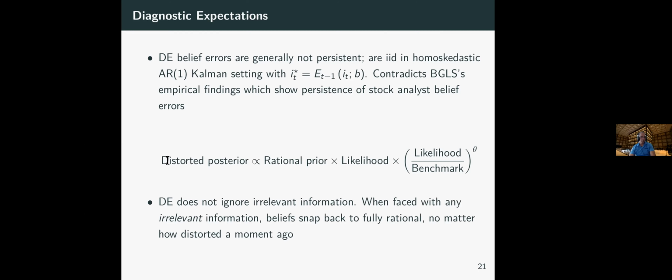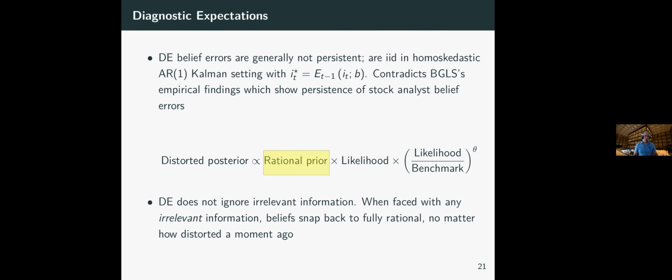Finally, let's remember the diagnostic expectations equation. Diagnostic expectations does not ignore irrelevant information. So let's just look at that. When you have irrelevant information, what does that mean? It means the likelihood is flat. It's a constant function of the parameter. So if the likelihood is a constant function of the parameter, this is a constant, this is a constant, so this whole thing is a constant. When I take my prior, multiply it times a constant, and then do the integral to renormalize it, the beliefs don't change. So under irrelevant information, the base posterior is just going to be the rational prior, but so is the diagnostic posterior.